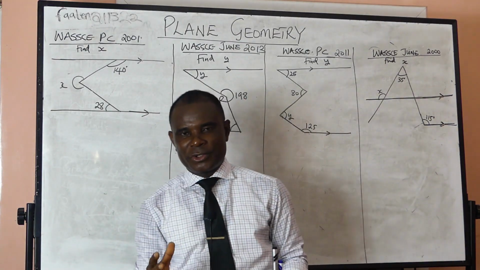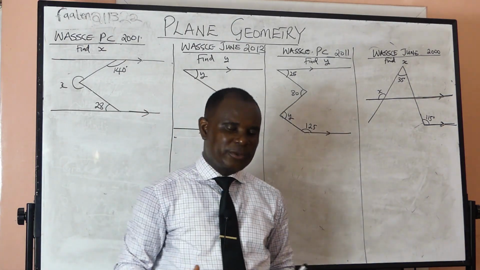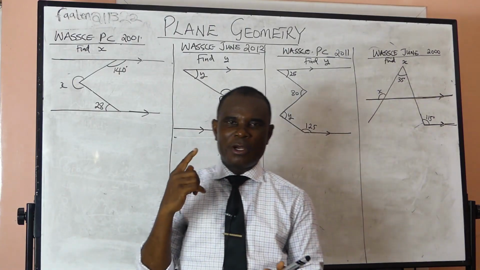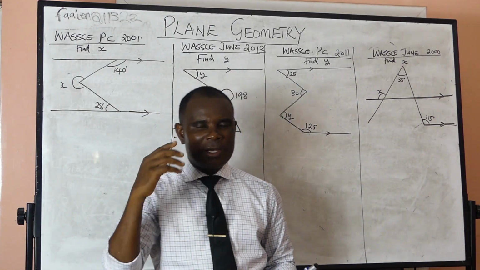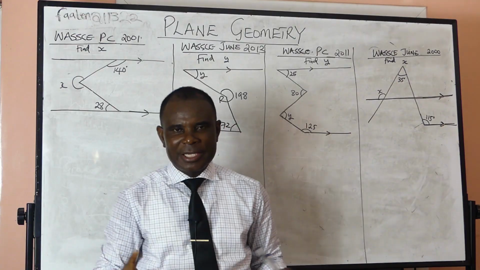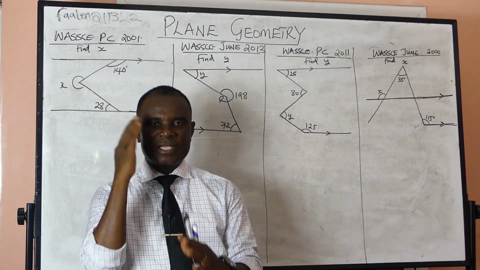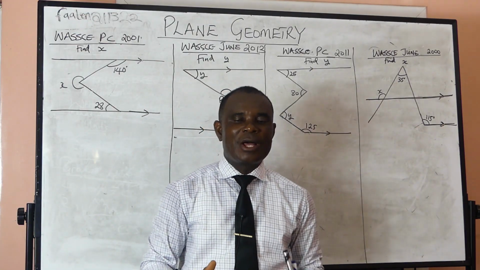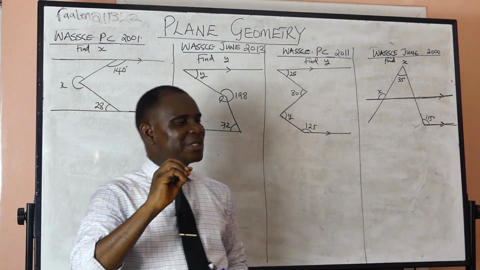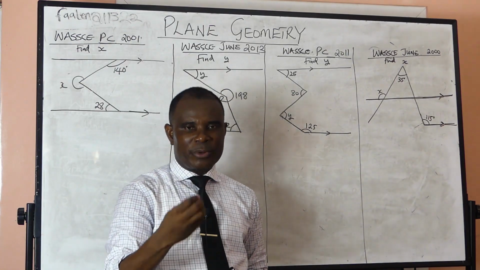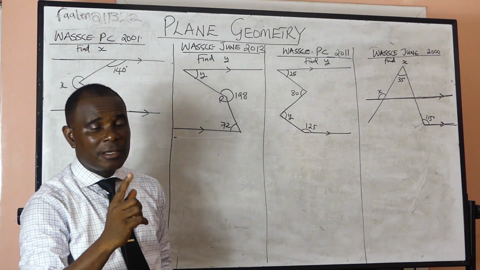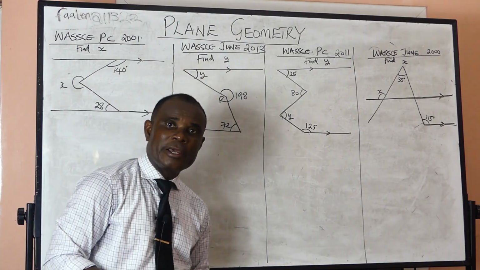This is a continuation of our previous discussion on plane geometry. Now we've gone through the theorems. Remember, I gave you all the theorems: corresponding angles are equal, alternate angles are equal. I spoke of angles at a point, adjacent angles, co-interior angles, and vertically opposite angles are equal. So now we are able to understand the theorems properly. But now we want to apply these theorems to our examinations.